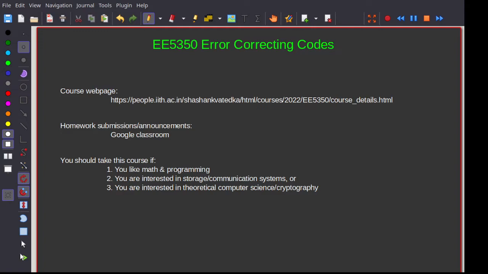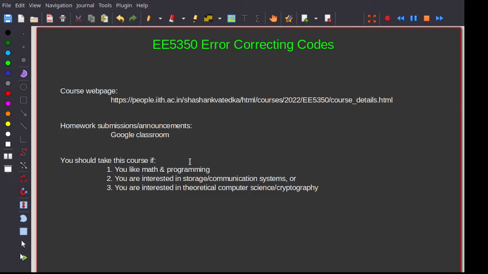Okay, so we have a course web page. If you've registered for the course, then you will certainly get the link to Google Classroom and the web page. If you have not formally registered for the course, then just send me an email and I will add you to Google Classroom. This course web page is available from my homepage as well. You can go to teaching and then from there you can get to this.